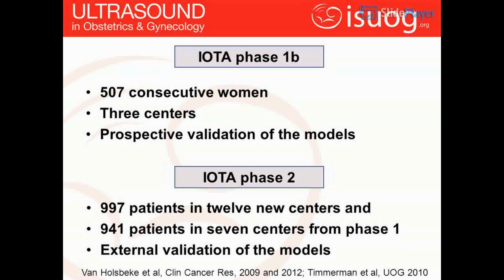Prospective validation of the models. IOTA Phase 1b: 507 consecutive women in 3 centers. IOTA Phase 2: 997 patients in 12 new centers and 941 patients in 7 centers from Phase 1. External validation of the models. Van Holsbeke et al., 2009 and 2012, Timmerman et al., 2010.